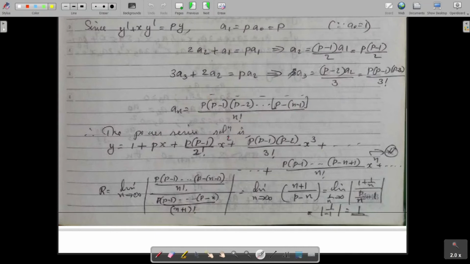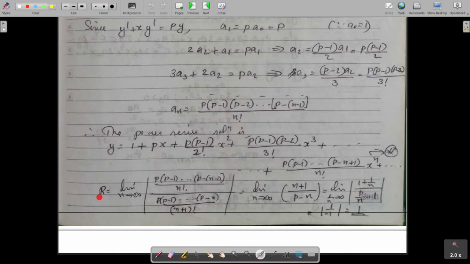So what is the power series solution? It is y equal to a0, a0 is 1, plus a1x plus a2 x square plus a3 x cube. Just substitute for a0, a1, a2, a3 etc. So this is the power series solution of the given differential equation. Now we can find the radius of convergence. This is a series solution. You have to find which are the points of x in which this solution is valid.